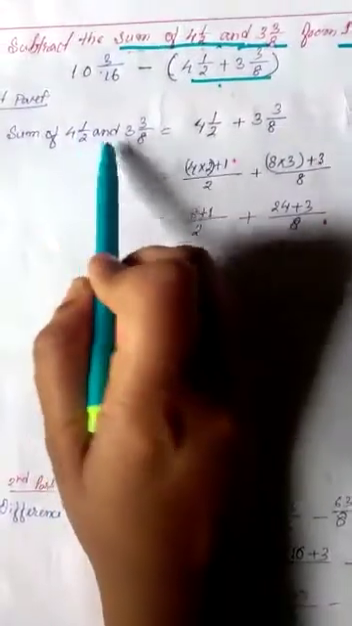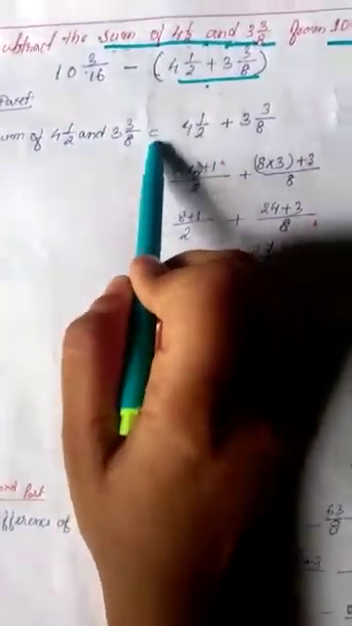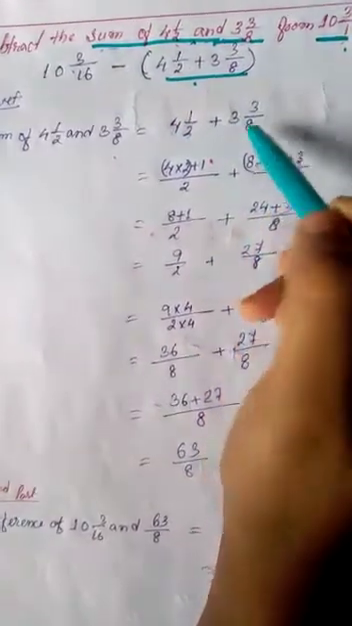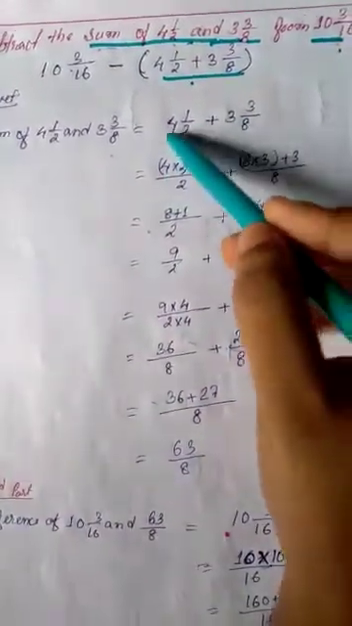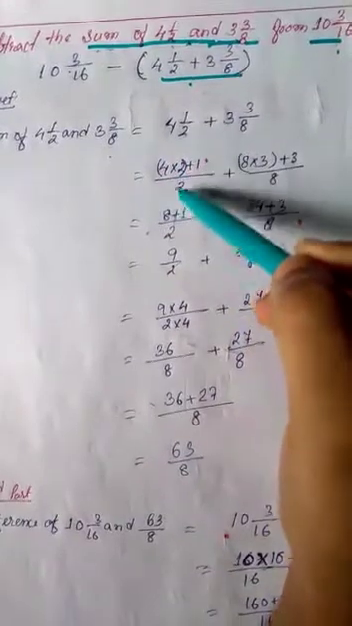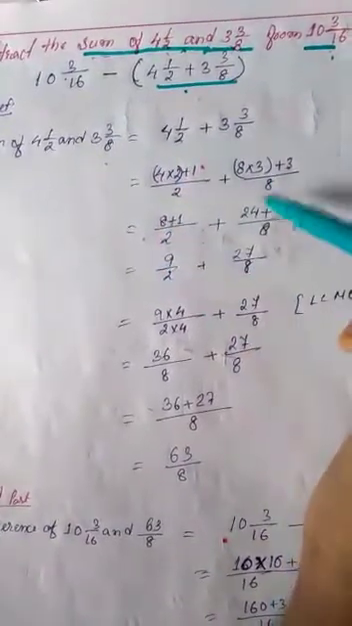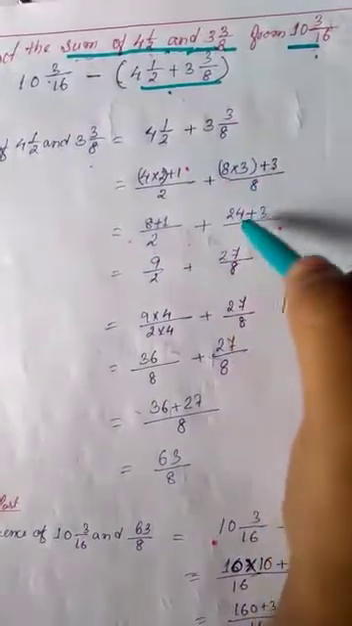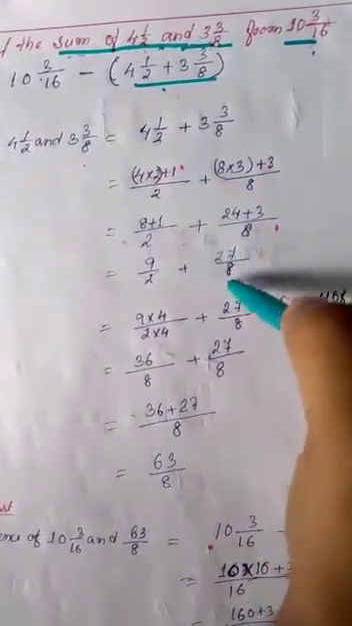So let's see first the sum of 4 of 1 by 2 and 3 of 3 by 8. We will do first 4 of 1 by 2 plus 3 of 3 by 8. So see here, 4 into 2 plus 1 is 9 by 2, and 8 into 3 plus 3 is 24 plus 3, 27 by 8.